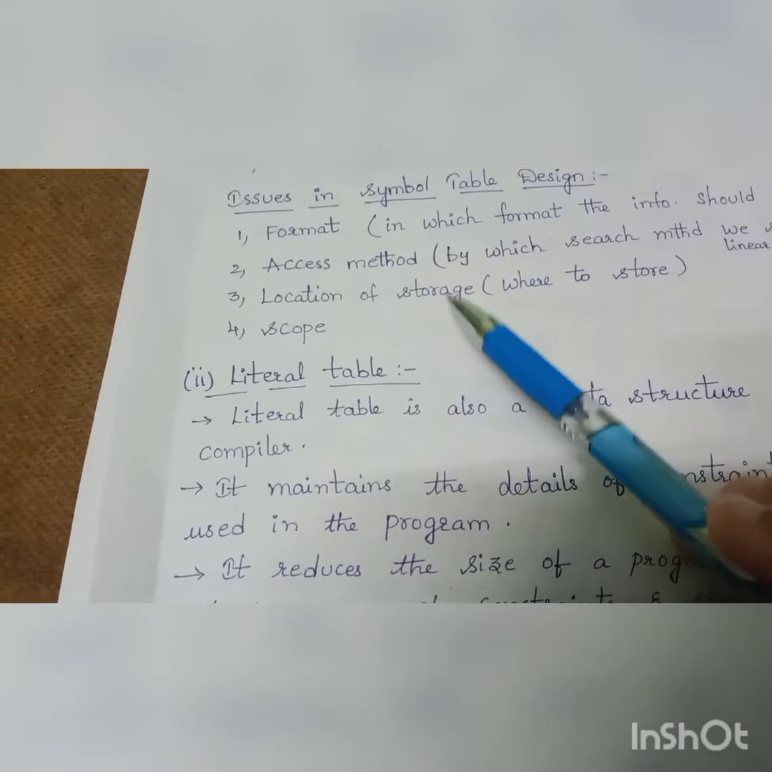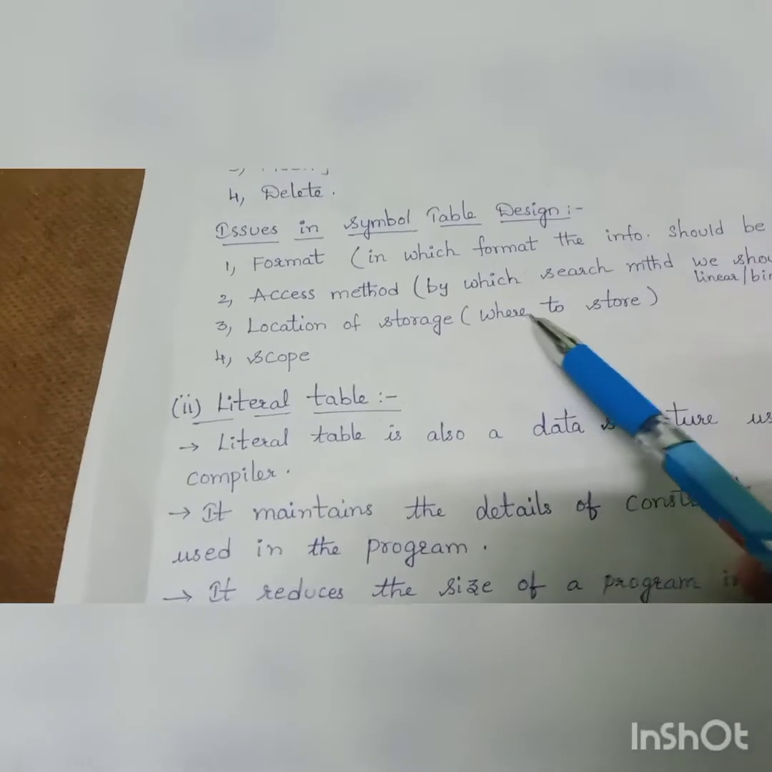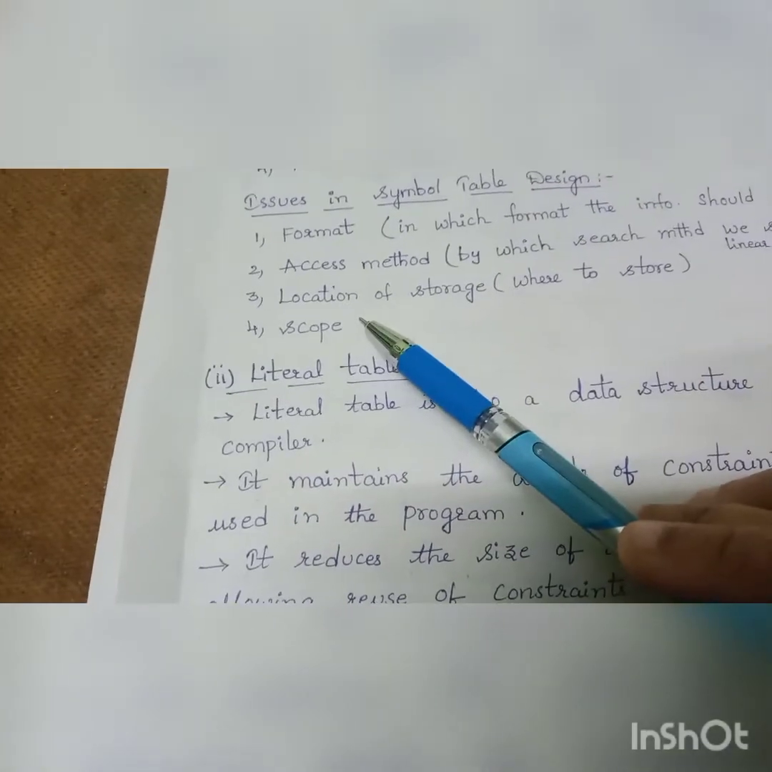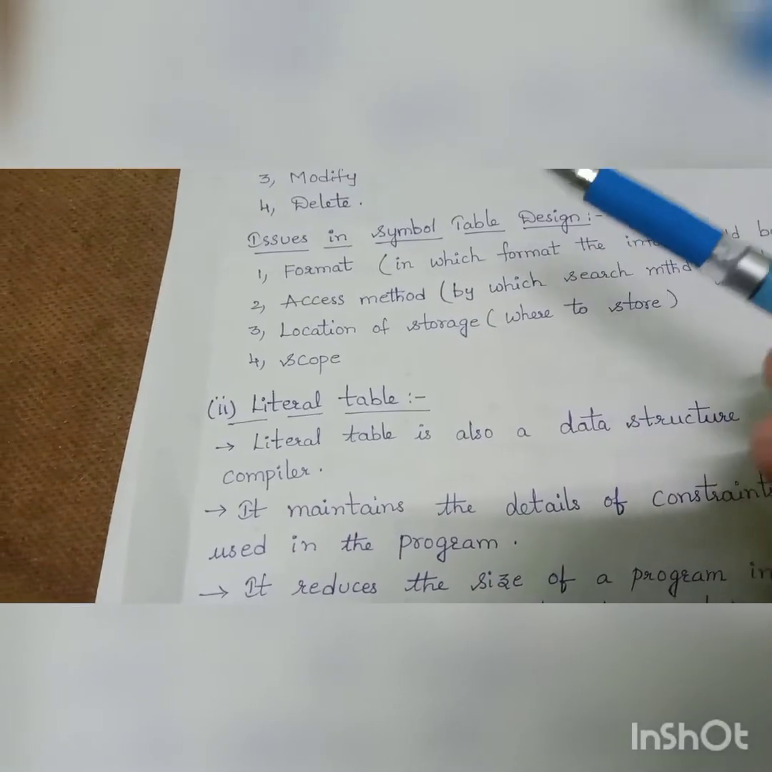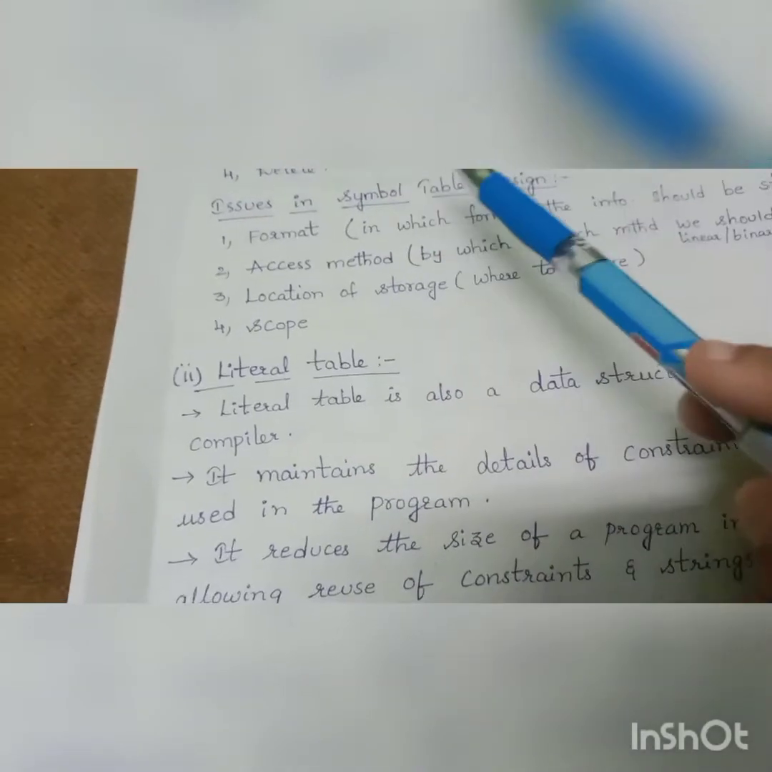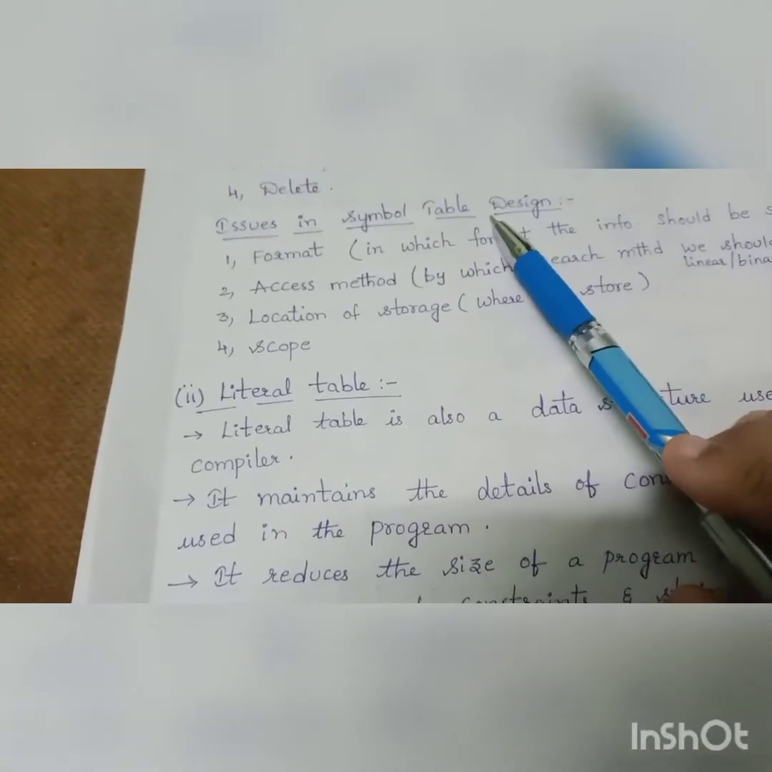And the next one is location of storage. Where to store this data. And the next one is scope. Scope is nothing but how long the data can be used. These are the issues in our symbol table design.